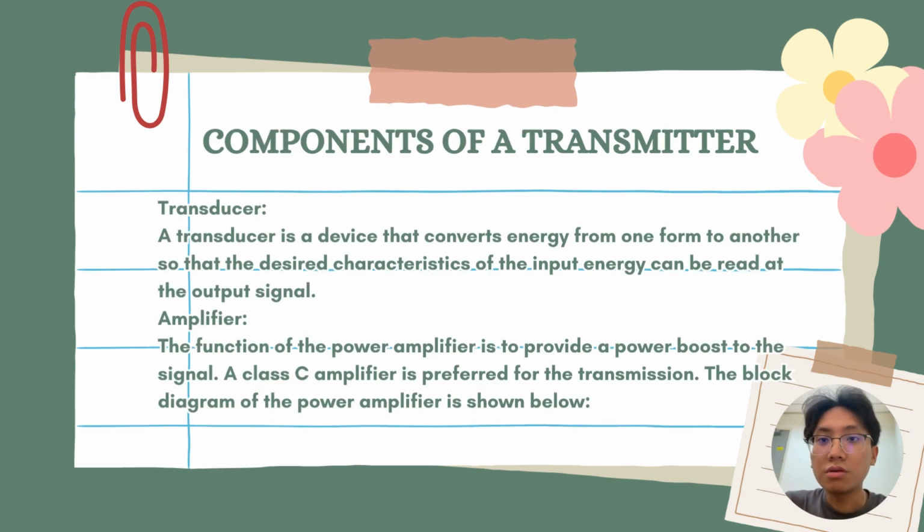For the components of a transmitter, we have a transducer. A transducer is a device that converts energy from one form to another so that the desired characteristic of the input energy can be read at the output signal. The function of the power amplifier is to provide a power boost to the signal. A Class C amplifier is preferred for the transmission.